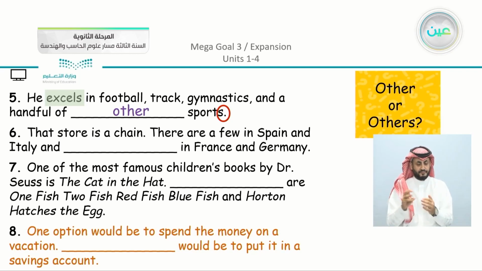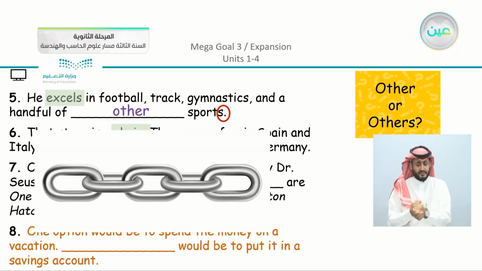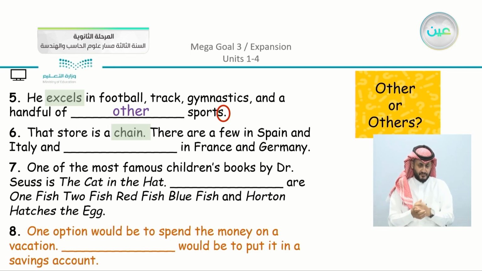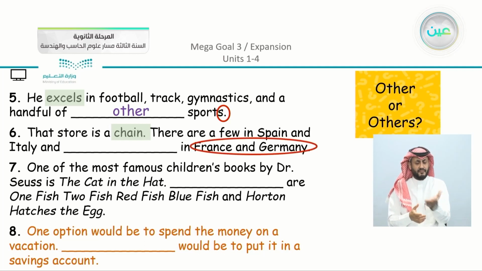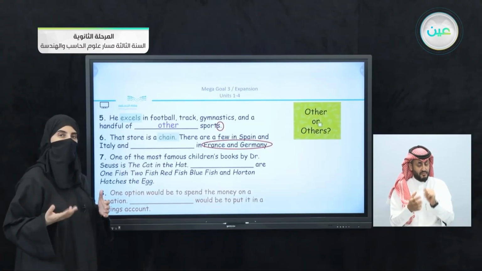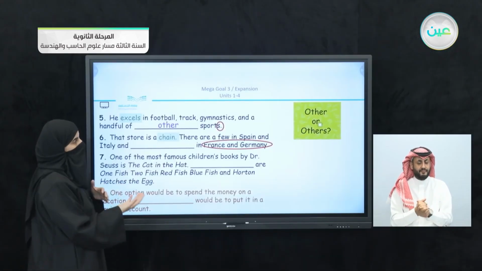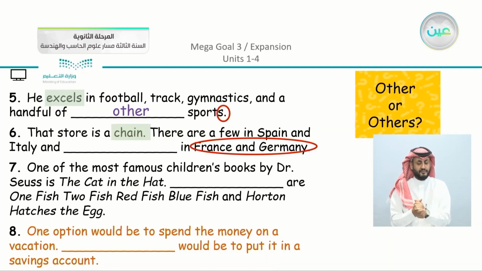That store is a chain. Also, a chain is one of the words that we studied. So if you remember, we talked about this kind of chain or a group of businesses together. Now we have here, there are a few in Spain and Italy and blank in France and Germany. So we are talking about groups, not just one country, more than one country. So we can choose either other or others. Since we are talking about more than one country, we agree that it's going to be others. So reading again, we have here, and others in France and Germany.